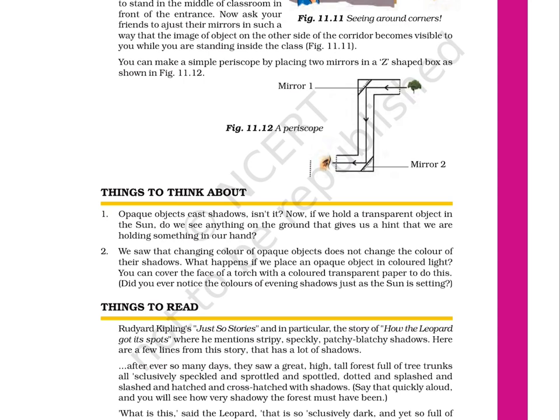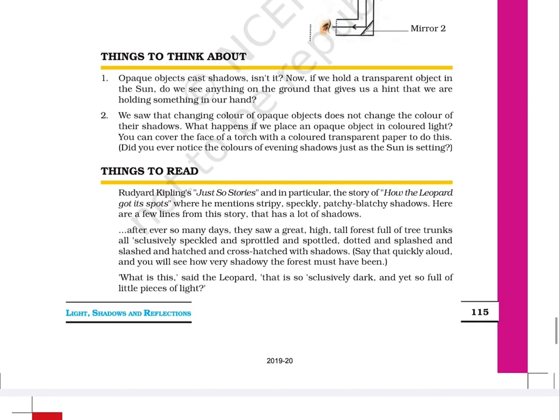2. We saw that changing the color of opaque objects does not change the color of their shadows. What happens if we place an opaque object in colored light? You can cover the face of a torch with a colored transparent paper to do this. Did you ever notice the colors of evening shadows just as the sun is setting?